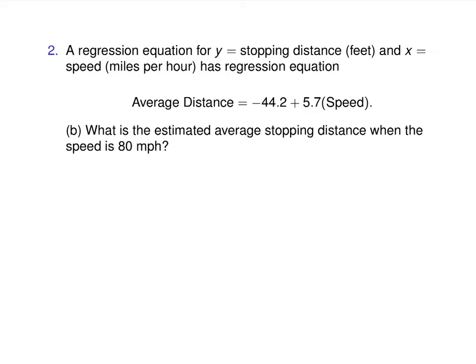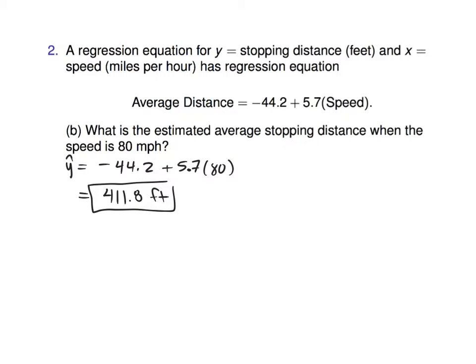Okay. What is the estimated average stopping distance when the speed is 80 miles per hour? 5.7 times 80. Wait, 80 miles an hour. It's outrageous. You shouldn't go that fast. So, what is that? I got 411.8. Oh, you just didn't do the minus 44.2 yet. 411.8. Okay, so on average, if you're going 80 miles per hour, it's going to take you that long to stop.